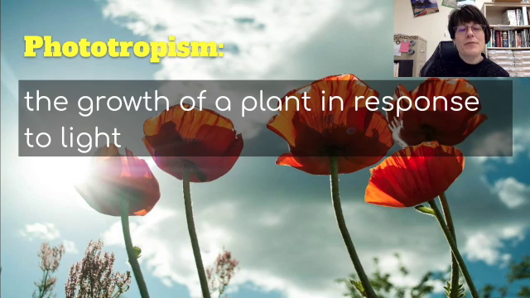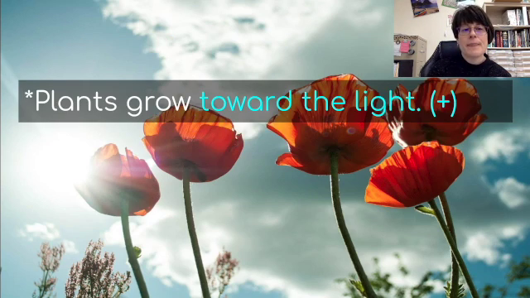Now, you're probably familiar with phototropism, even though you don't know what it's called. And this is the growth of a plant in response to light. And think about light. Which way do plants grow in response to light? If you said that plants grow toward the light, you are correct. And because they grow toward the light, that is a positive tropism. And you've probably seen this before.